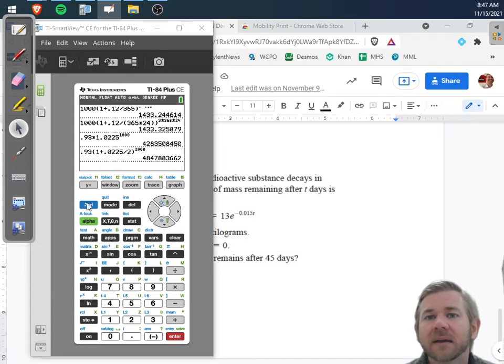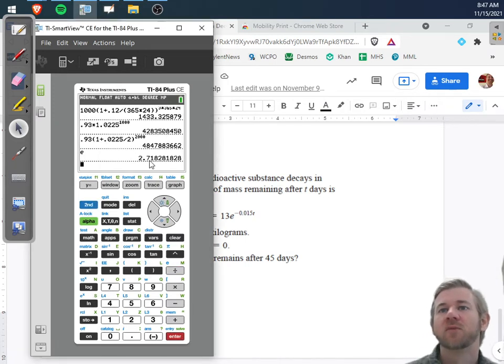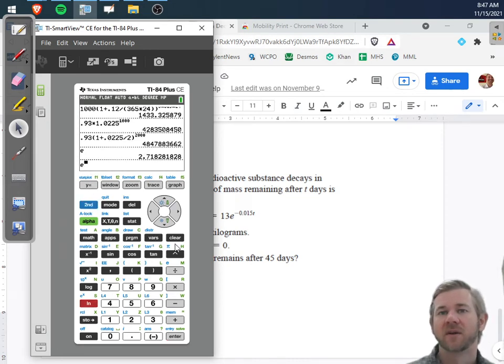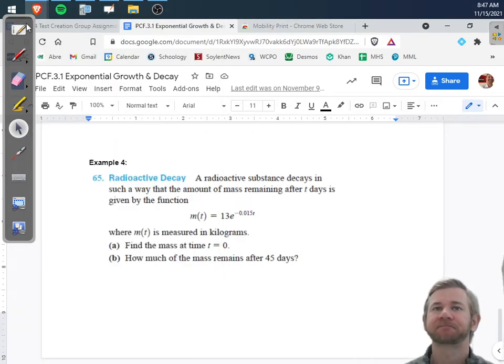That's that E. 2.718, okay. There's E, or you can use this button as well, E to the power of, which is what we'll normally do. So this is one of those irrational numbers that comes up a lot in finance problems.